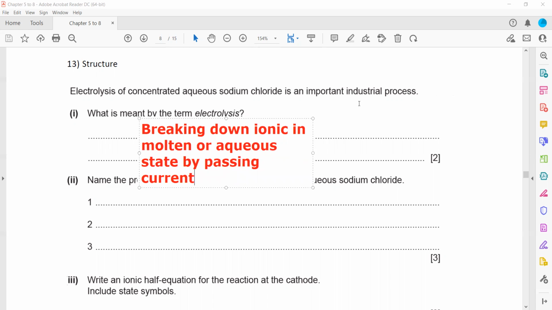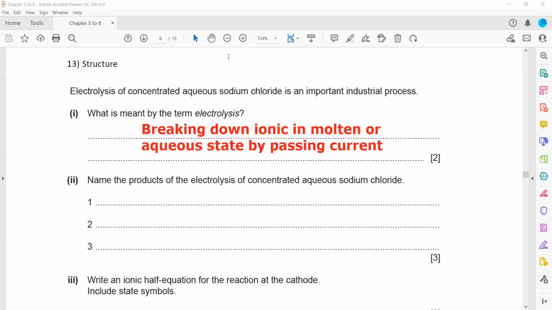Then we name the product of electrolysis when we are doing electrolysis of concentrated sodium chloride. Concentrated sodium chloride contains sodium ion, chloride ion, hydrogen ion, and hydroxide ion. So we'll have 2 electrodes, one is cathode, another one is anode.